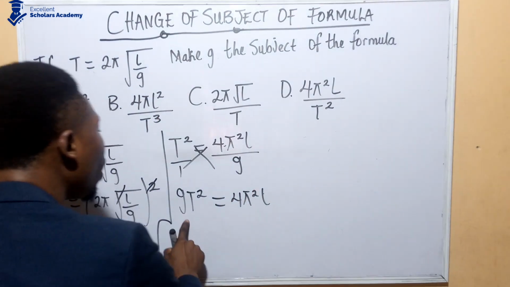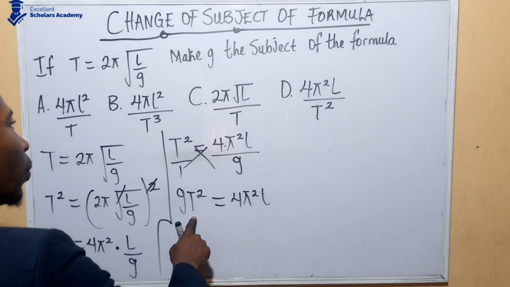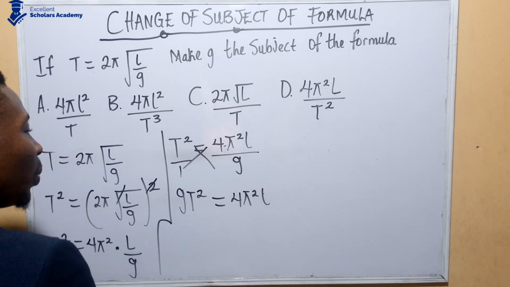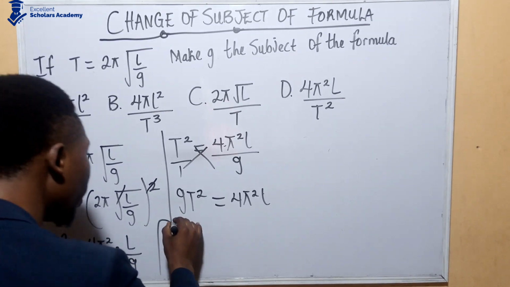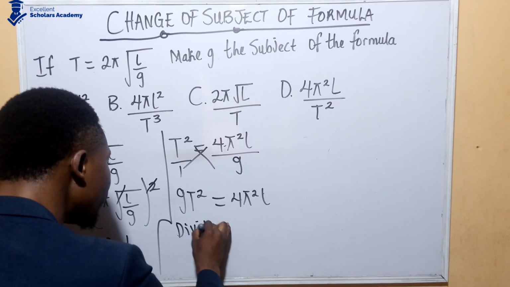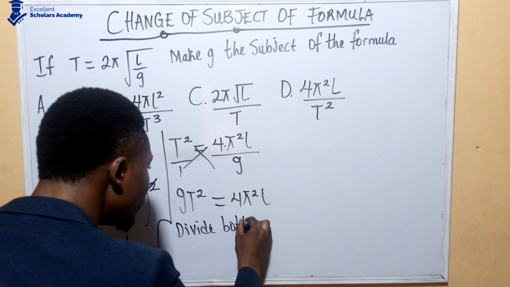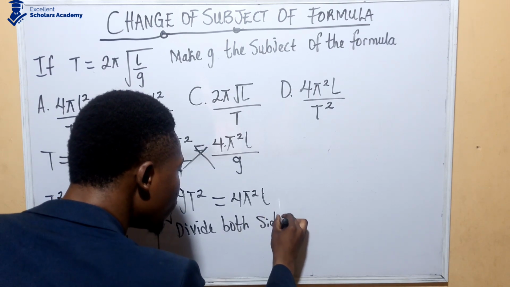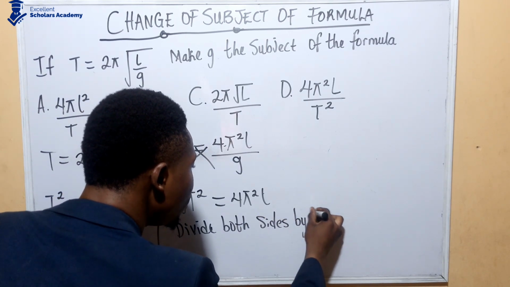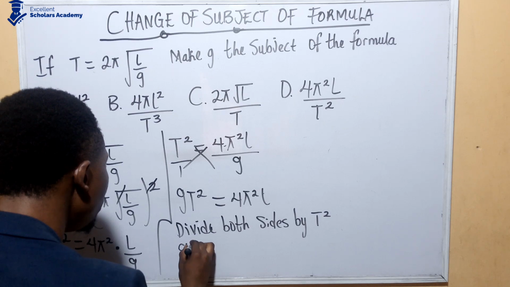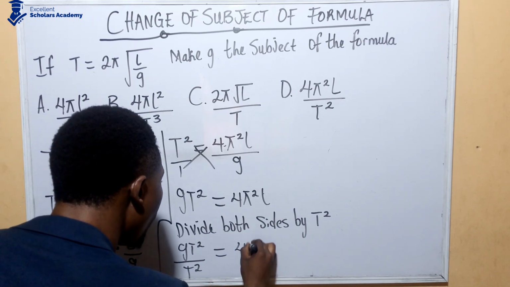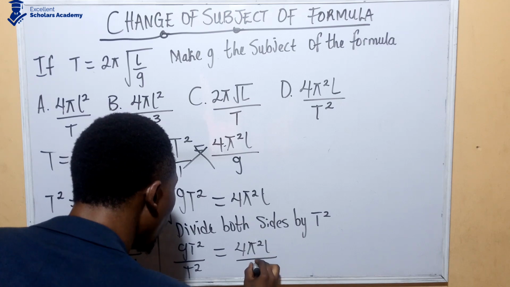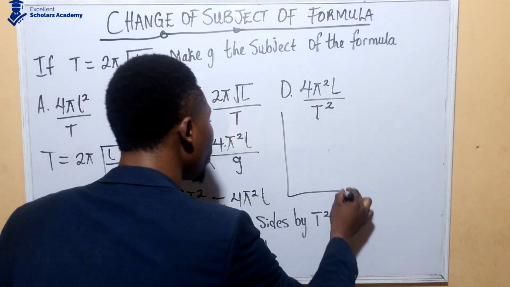Alright, so now we divide both sides by what? We divide both sides by t squared, because t squared is the only thing obstructing you from finding g. That's making g the subject of the formula. So divide both sides by t squared. So it becomes g t squared over t squared is equal to 4 pi squared L over t squared. So what are we going to have left?